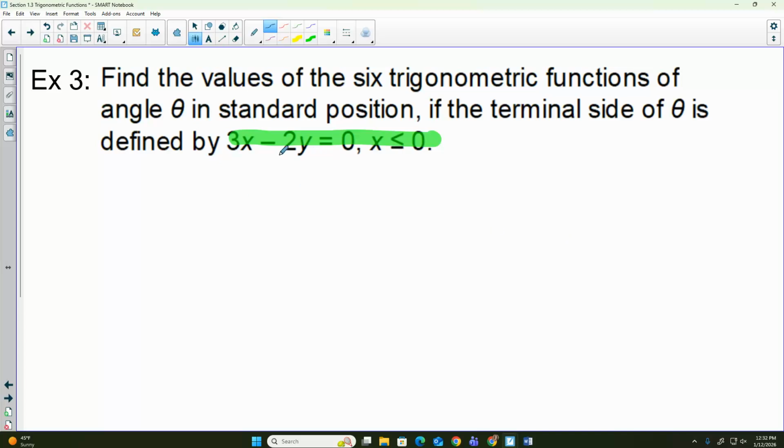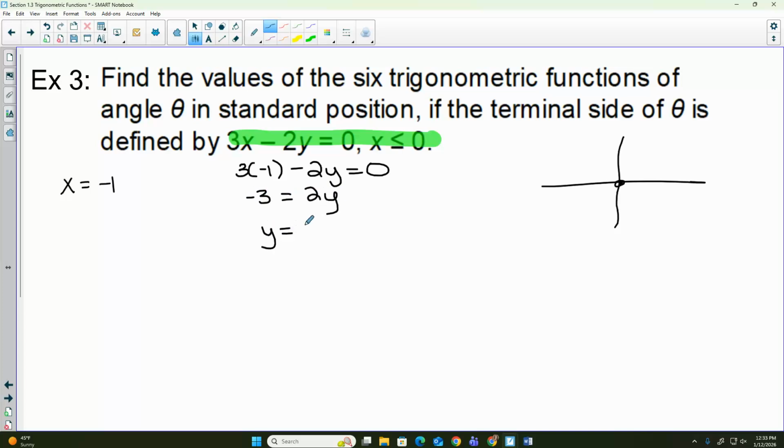So what I'm going to do is use this line to get my values. I can pick any x that I would like, as long as it meets this requirement. I don't want to do x equals 0 because that's the origin, or the vertex. So I need a different point less than 0. Say, -1. Okay, then I picked a number. I can plug that in and get my y. I add my 2y over, and my y is -3/2.